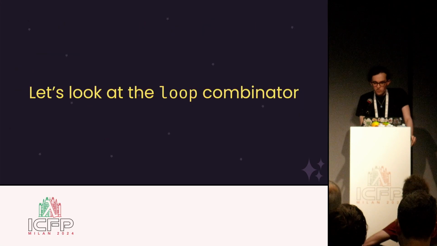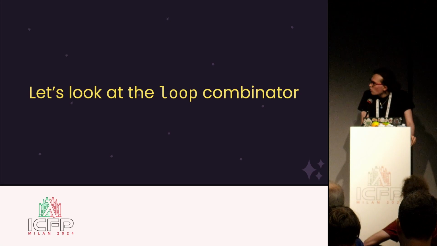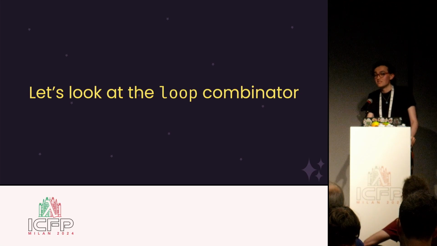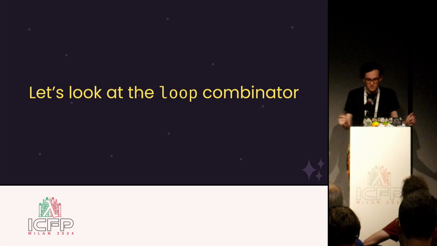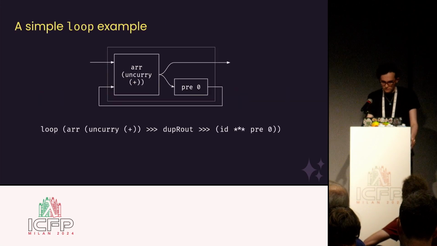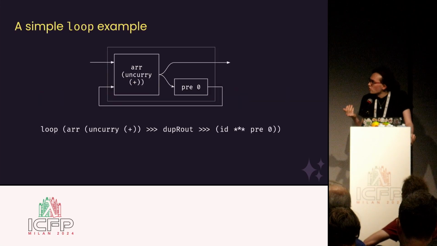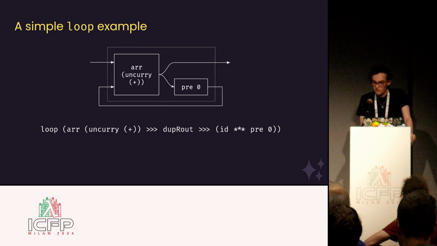So that's great. Why am I here? What am I here to talk to you about then? Well, we're going to have a brief look at the loop combinator in AFRP and how this makes things difficult for the process we just showed. So here is a simple example of a loop. There are two new combinators in here that I haven't told you about yet, so we'll quickly go through those.